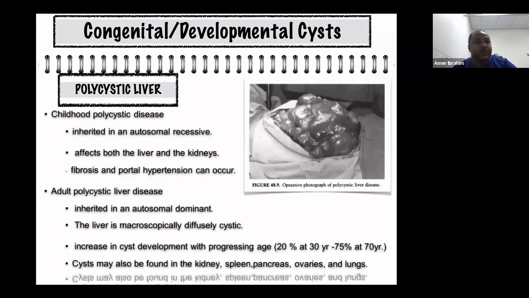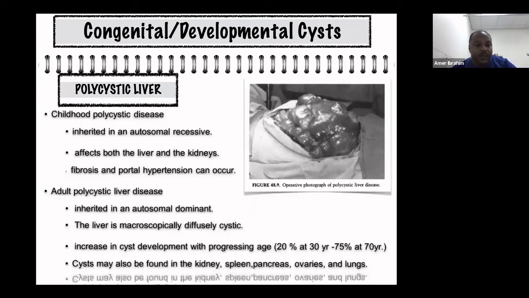Briefly about polycystic liver disease, we have two forms. The childhood polycystic liver disease, which is mostly an autosomal recessive disease affecting mostly the liver and the kidneys. It could give some fibrosis and portal hypertension in the child. Despite this, most of the time childhood polycystic disease presents in adulthood.